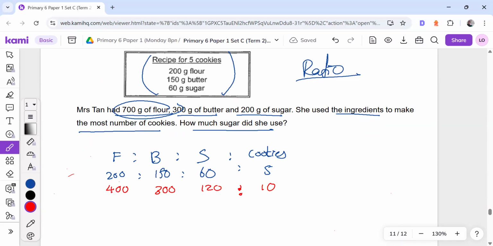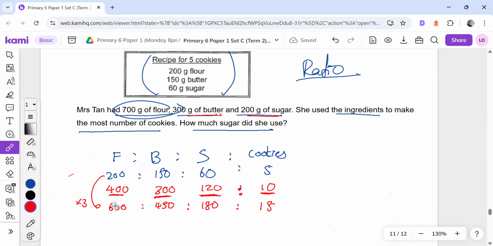So does Mrs. Tan have 400? Yes. Does Mrs. Tan have 300 grams of butter? Yes, right? Does Mrs. Tan have 120 grams of sugar? Yes, she has enough to make 10 cookies, right? Okay, then what do you do? Then you continue to times 3 to see whether you can make some more. But you will need 600, you will need 450 grams of butter, and you will need 180 grams of sugar, and this time you can make 15 cookies.